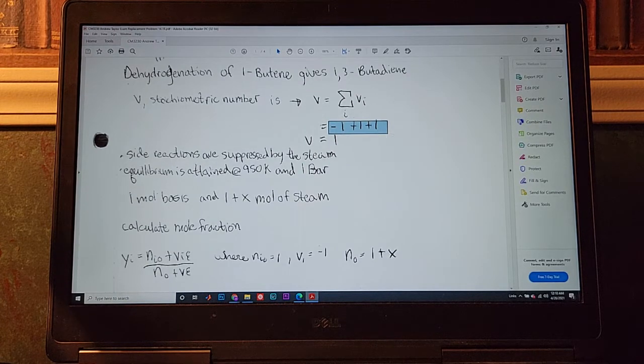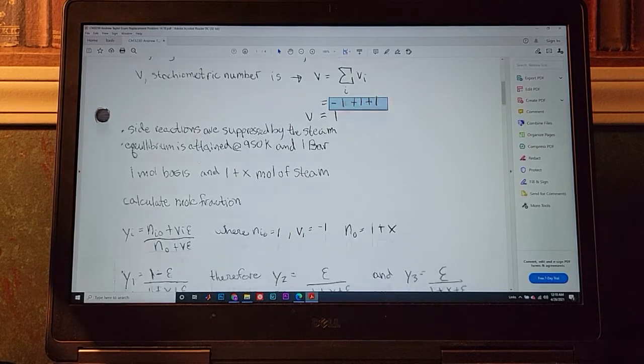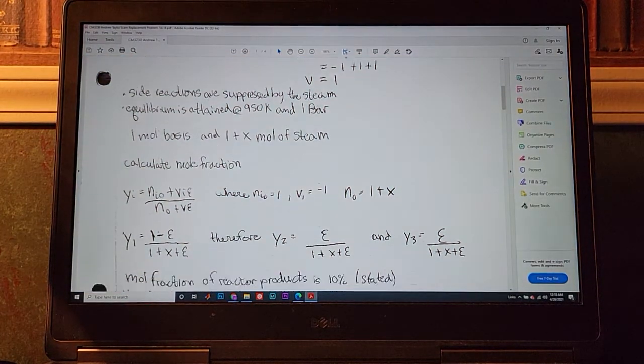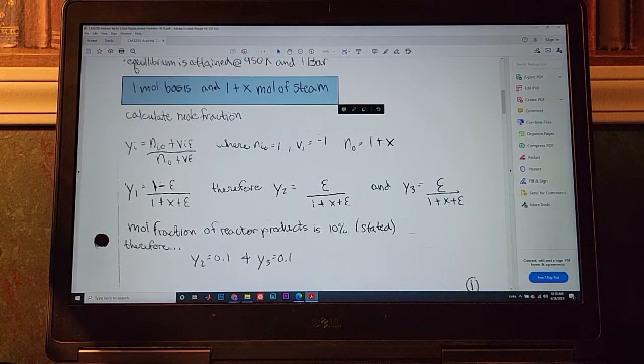And then I just state the conditions of the reaction. Side reactions are suppressed by the steam. Equilibrium is attained at 950 K and 1 bar. So now we start by finding the mole fraction. We are starting with a 1 mole basis and a 1 plus X mole basis of steam.